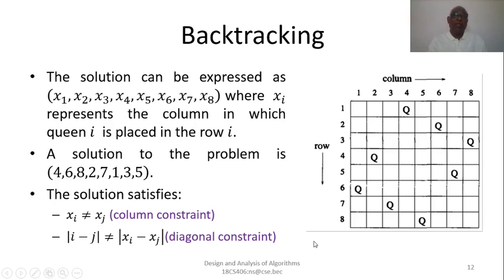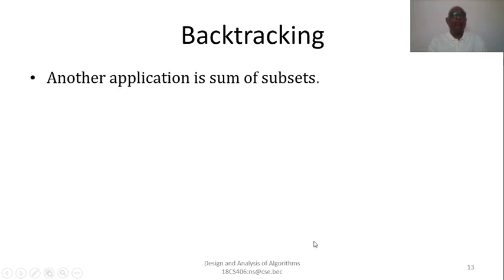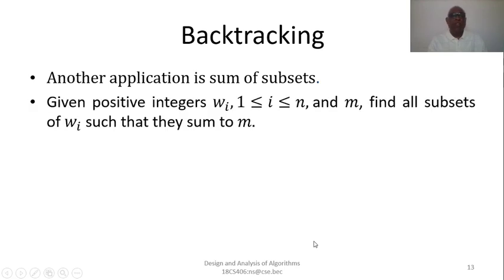Now let's look at another problem that can be solved by backtracking, and let's try to focus on these three aspects: solution space, constraints to be satisfied, and then the representation of the solutions. One more application that is elegantly solved by backtracking is the sum of subsets problem. Let's look at the definition of the sum of subsets problem.